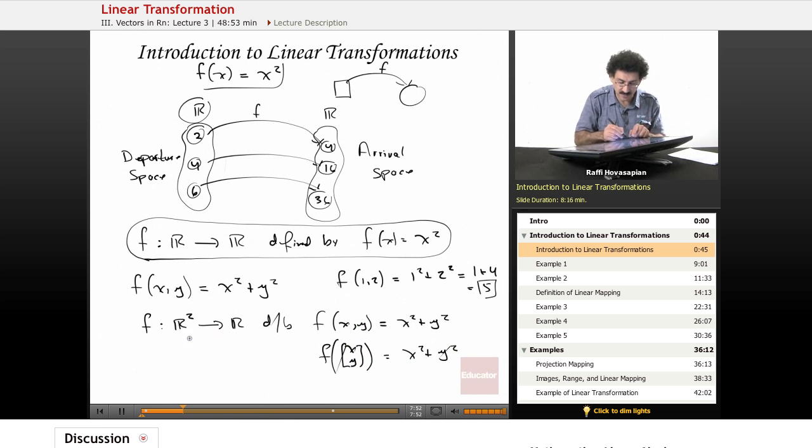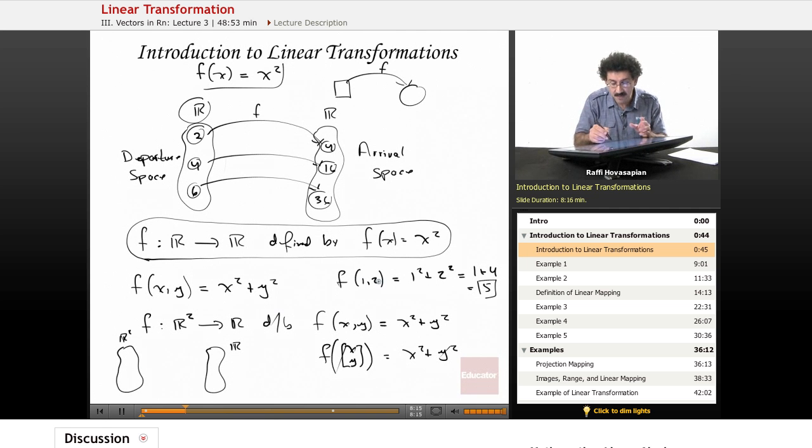So what this symbolism means is that my departure space, if you will, is now R2. It's the space of 2-vectors. My arrival space is R, the set of real numbers. I've taken a vector. I've done something to the individual components of that vector, and I spit out a number. So these are two different spaces.